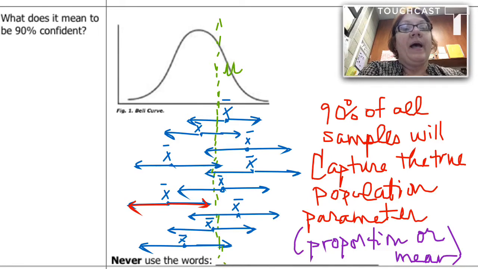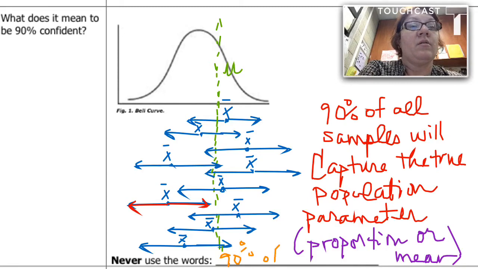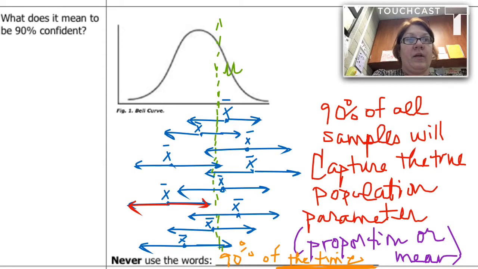and what I want you to make absolutely sure that you never say is 90% of the time. You can say 90% of the intervals, but not 90% of the time. And you're going to get lots of practice on the homework with these, in terms of figuring out which ones are correct and which ones are not when it's already worded for you in multiple choice.